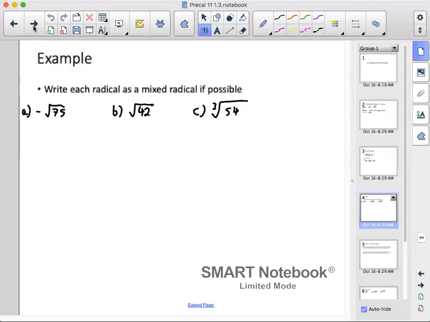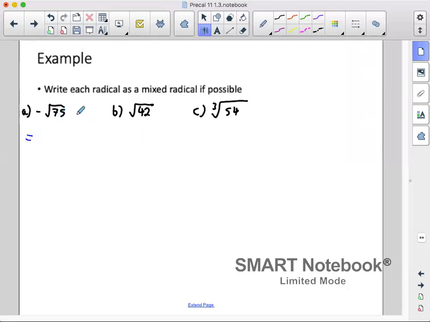So for example, write each radical as a mixed radical if possible. We have the root of -75. So what I want to do when I do this is try to break this into two separate roots, one of which is a perfect square. So I would say I know that 75 is the same as 25 times 3, and I know I can get the square root of 25. So it's equal to negative root 25 times root of 3. We can take the square root of 25. We have that negative in front, so it becomes negative 5 root of 3.